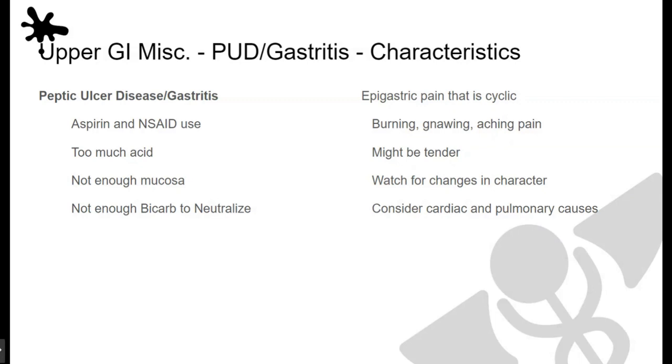So the presentation is most likely going to be epigastric pain that is cyclic. Some people call it burning, some call it gnawing, some call it aching. I feel like I hear burning most often. It could be tender to touch, but not always.